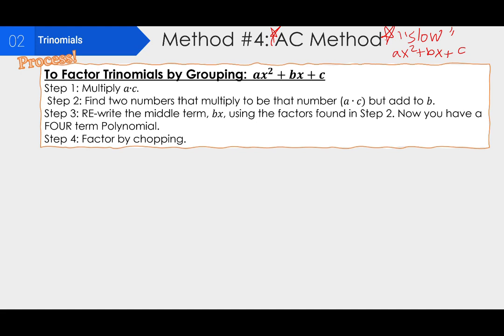Alright, so two-factor trinomials by grouping that look like this are slow trinomials. And you can actually even do this with fast trinomials. It will work as well. We're going to walk through it with this example problem.